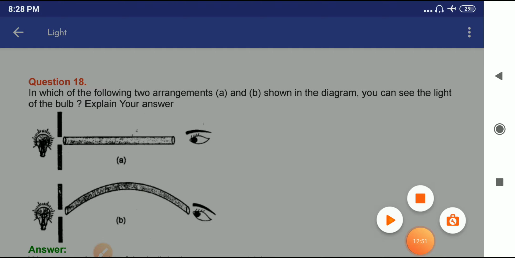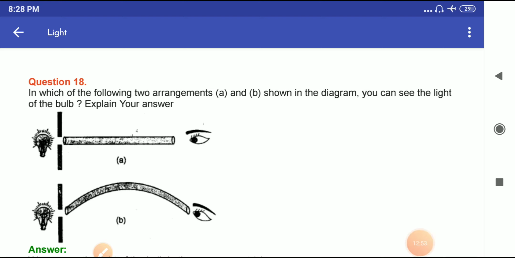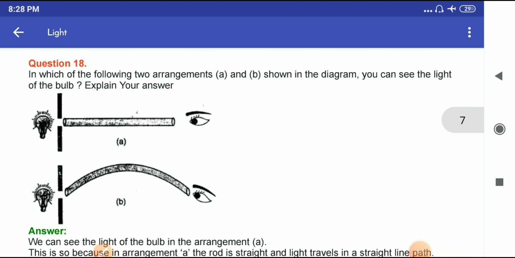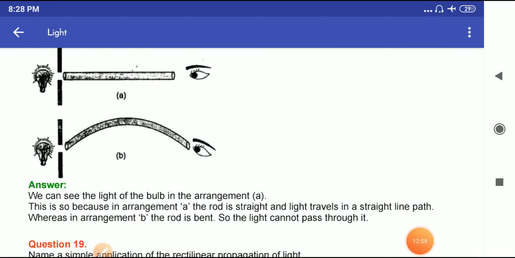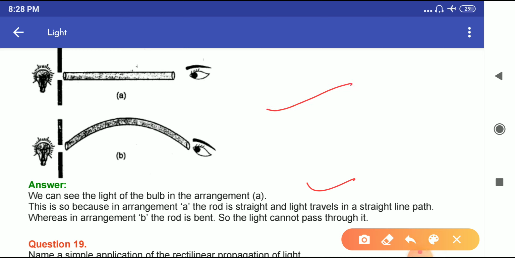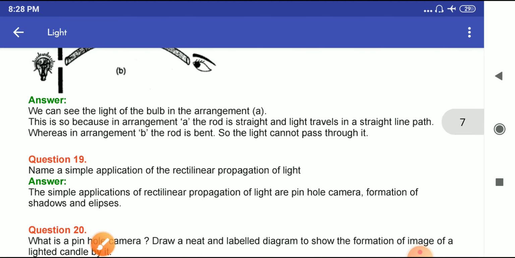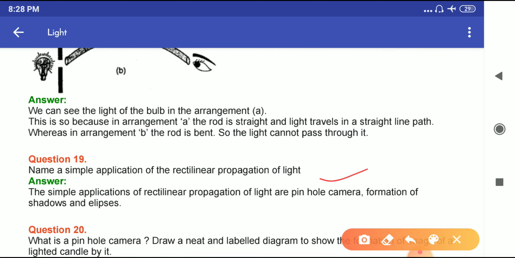In which of the following two arrangements A and B shown in the diagram can you see the light of the bulb? Explain your answer. You can write from here. We can see the light of the bulb in the arrangement A. As you know that light travels in a straight line path, so this is a straight rod and we can see the light from this rod. Question number 19: name a simple application of the rectilinear propagation of light. Pinhole camera is a simple application of rectilinear propagation of light.